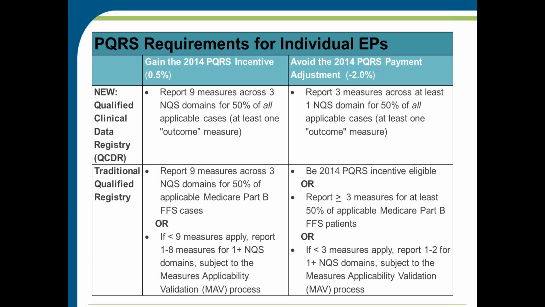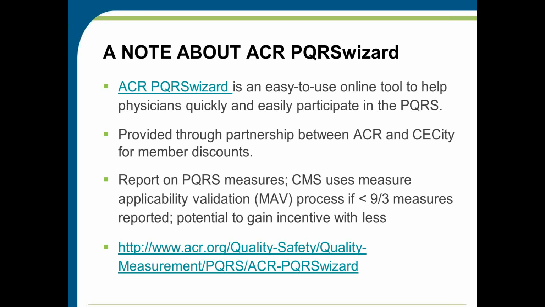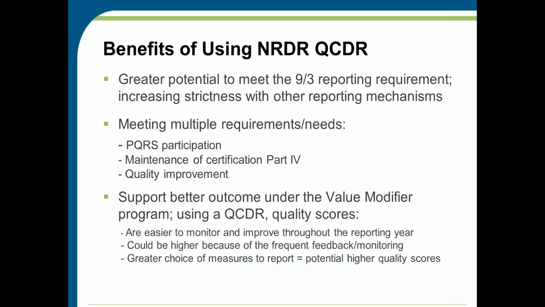And just a little more information about the PQRSwizard product. The ACR has partnered with CE City, as have a number of other specialty societies, to offer the PQRSwizard product to members at a discount. And as I said, you can report on PQRS measures. The MAV process will be used if you report fewer than the 9 measures or measures across 3 domains. And here's the link to information on the ACR PQRSwizard. Next slide.